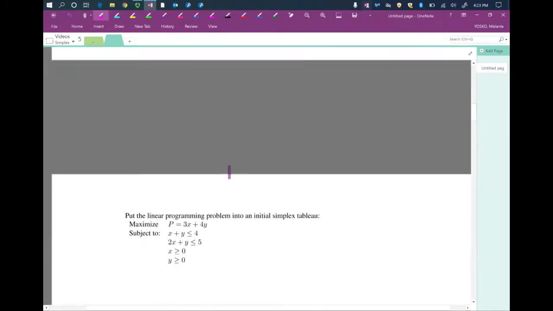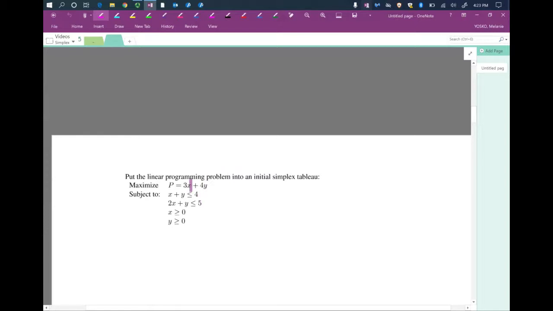So here's an example here. We're going to put this linear programming problem into an initial simplex tableau. So first question, is it a standard maximization problem? Let's check. Okay, the first thing says the objective function is supposed to be maximized. Yep, says so right there.